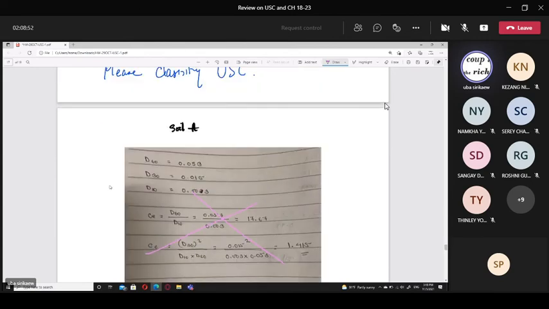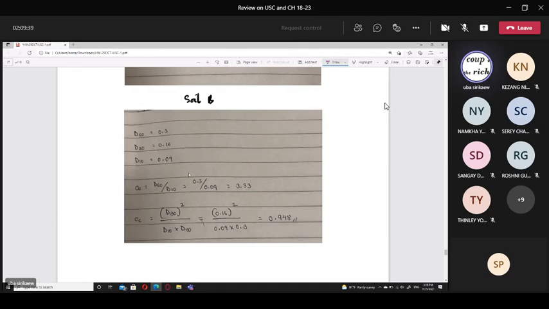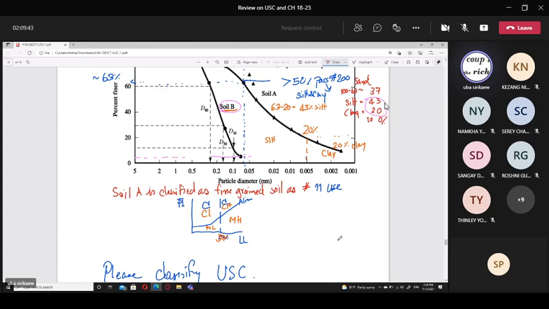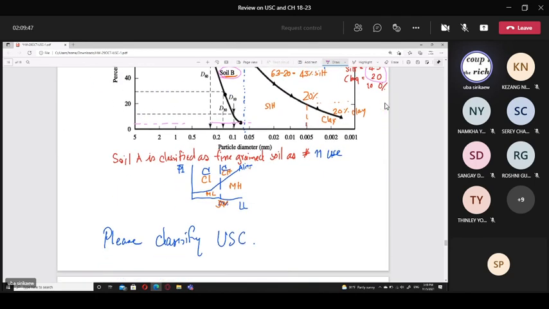So soil A is classified as fine grained soil, using LL and PL. Okay, this is the answer. Soil A is classified as fine grained soil by part 11, using plasticity index and liquid limit.